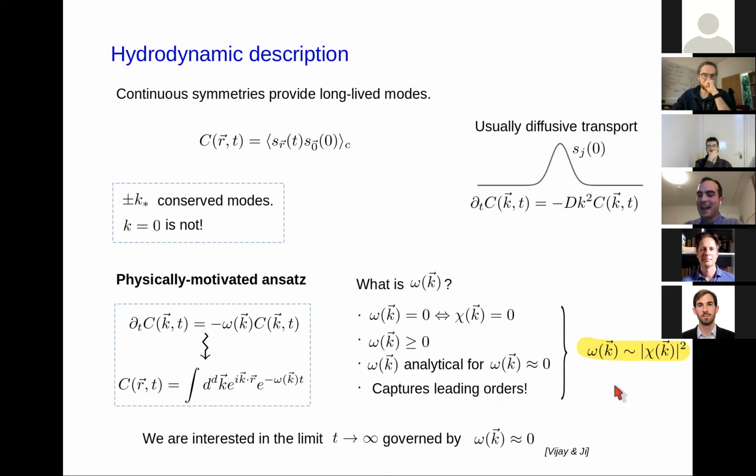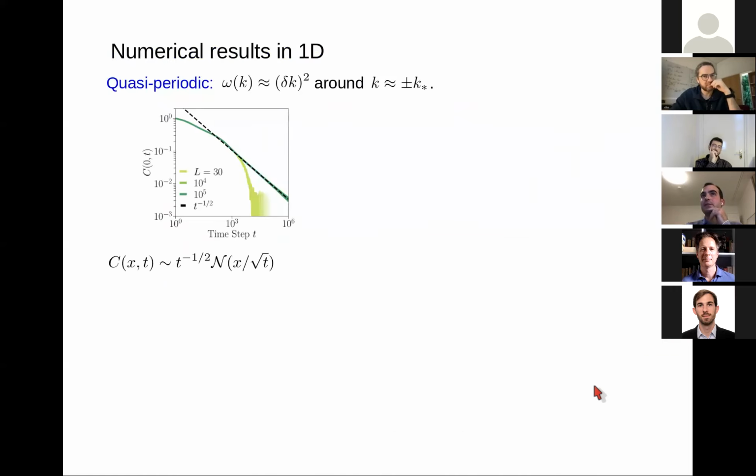Okay, thanks. So let's apply this approach to the set of quasi-periodic symmetries that we found. Here we know there are two conserved modes, so this omega of k will be just delta k squared, where delta k is just the distance to any of these conserved quantities.